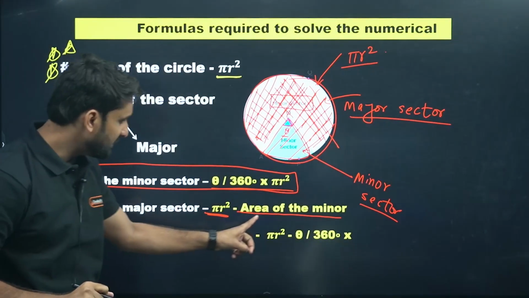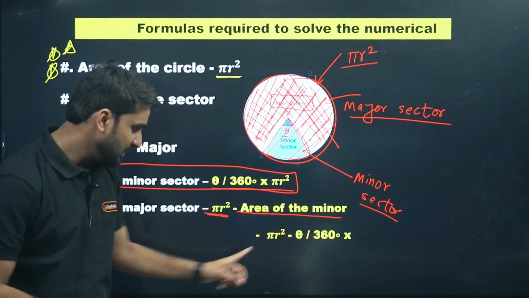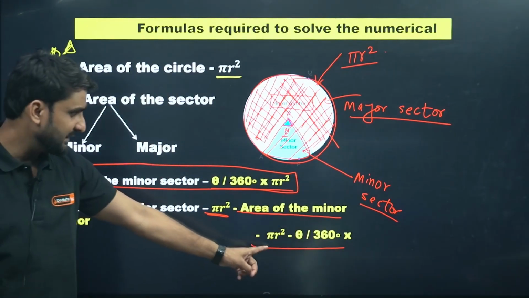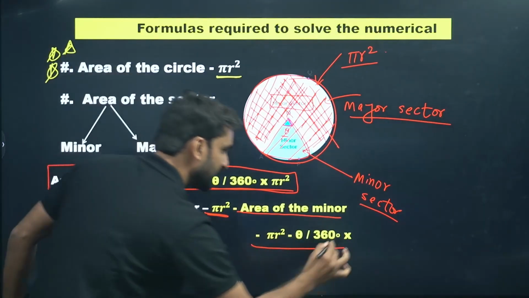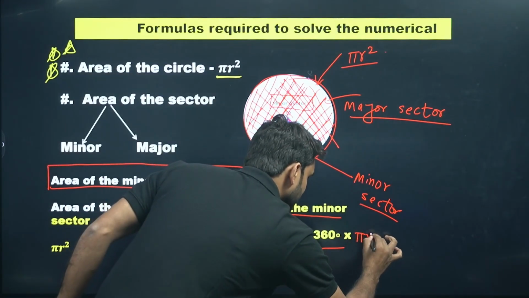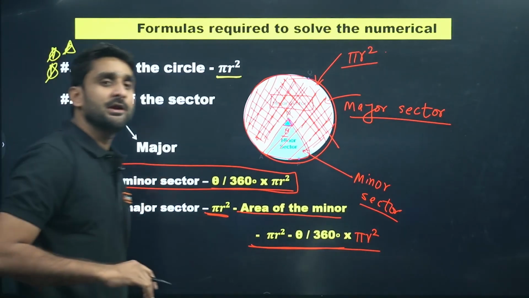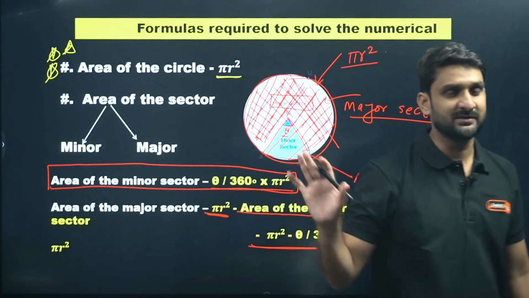So pi r square minus area of the sector. So the formula will be this: pi r square minus theta by 360 into pi r square. So to calculate the area of minor sector, the formula is theta by 360 pi r square.